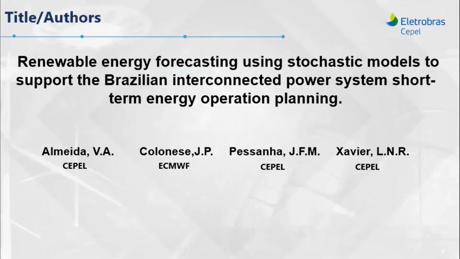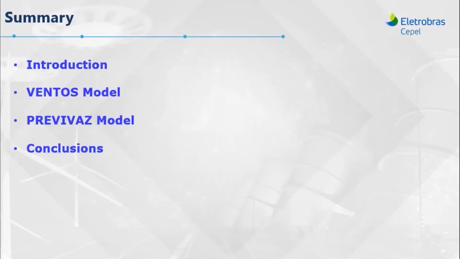This is the title of our work: Renewable Energy Forecasting, using stochastic models to support the Brazilian interconnected power system short-term energy operation planning. This is the structure of the presentation. We had an introduction about the subject, the Ventus model, which can be used to forecast wind power, and the privatized model, which can be used to forecast streamflows, and a conclusion about the models.